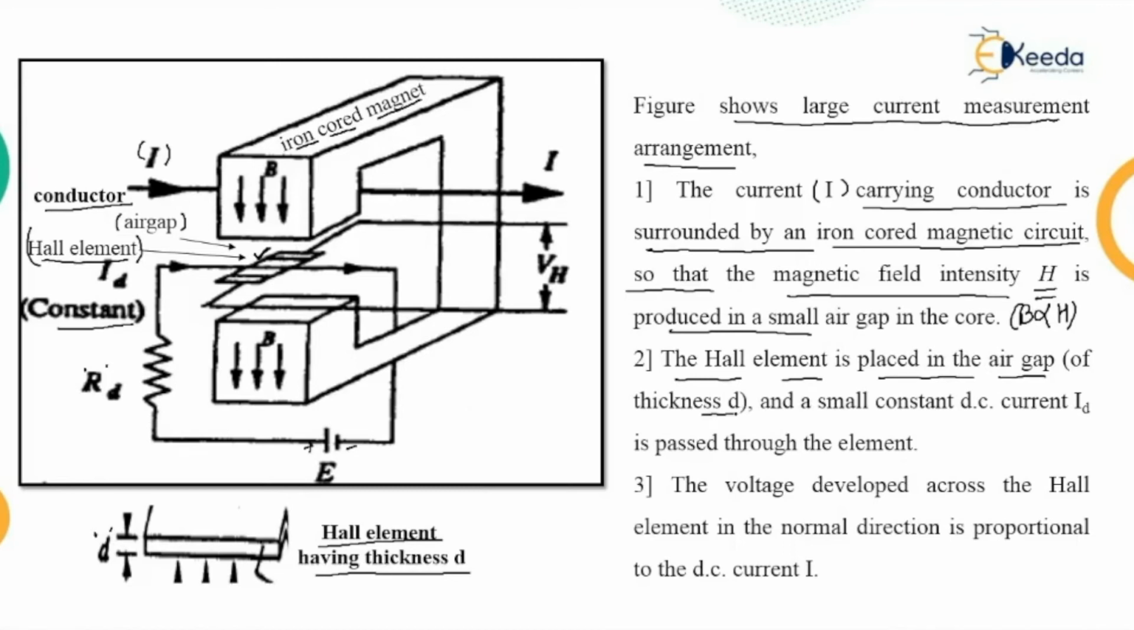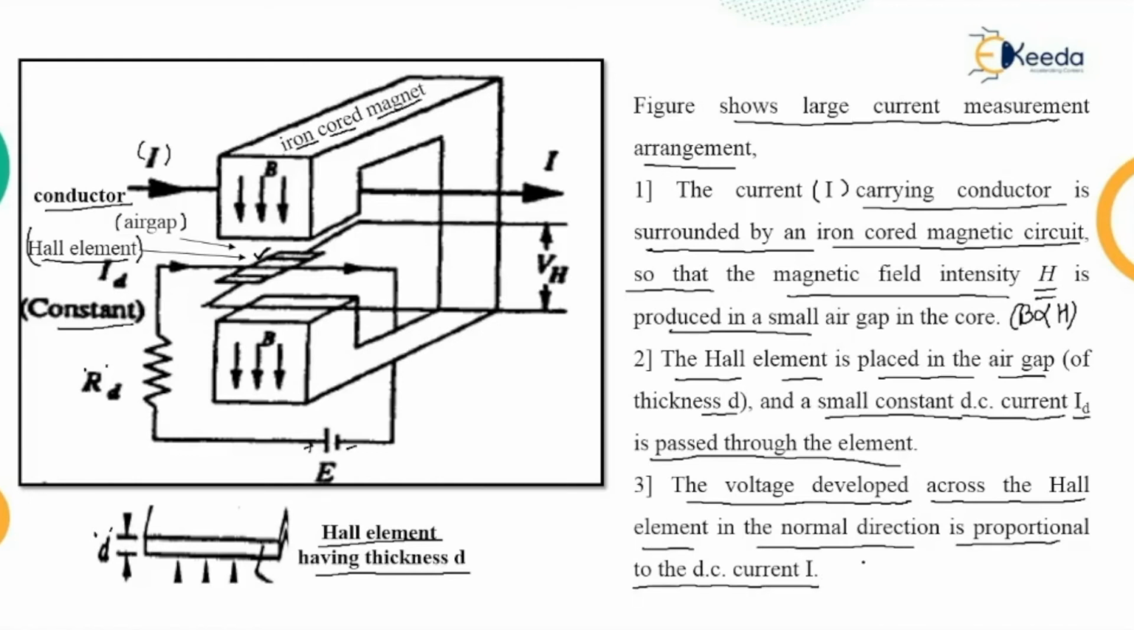The thickness of that is small d. And there is a small DC current, named ID, that passes through that element. And hence the Lorentz force gets developed there, that moves the electrons, and hence the charges get developed. Those charges are represented as the voltage. That is, voltage gets developed across the Hall element in the normal direction, and that is proportional to the DC current that is to be measured.